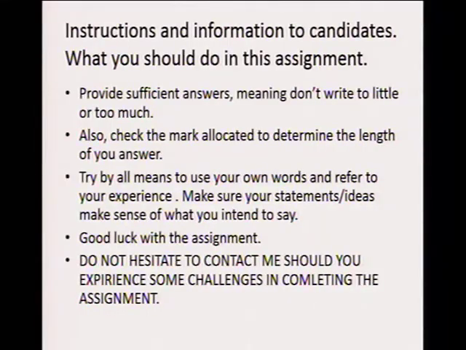Instructions and information to candidates. What you should do in this assignment. Provide sufficient answers, meaning don't write too little or too much. Also check the marks allocated to determine the length of your answer. Try by all means to use your own words and refer to your own experience. Make sure your statements and ideas make sense of what you intend to say.